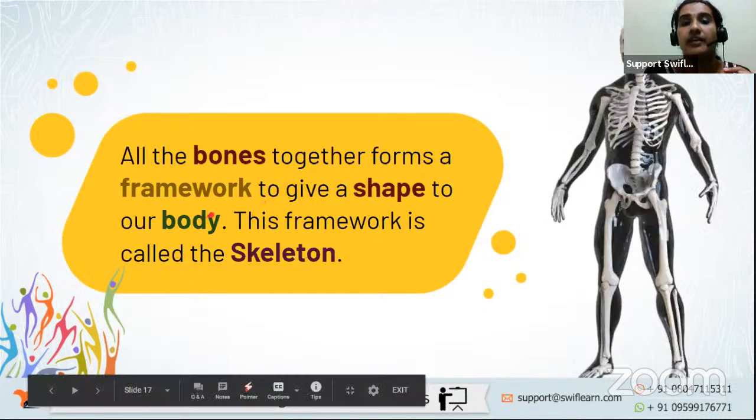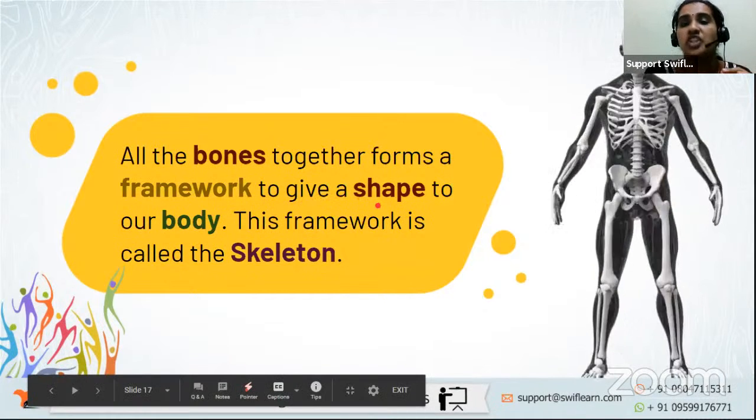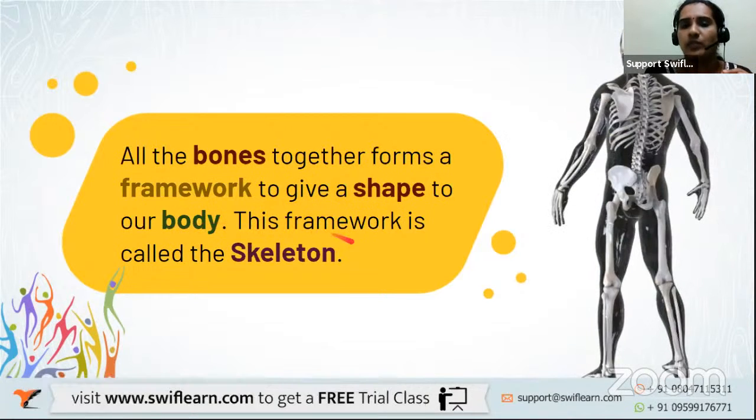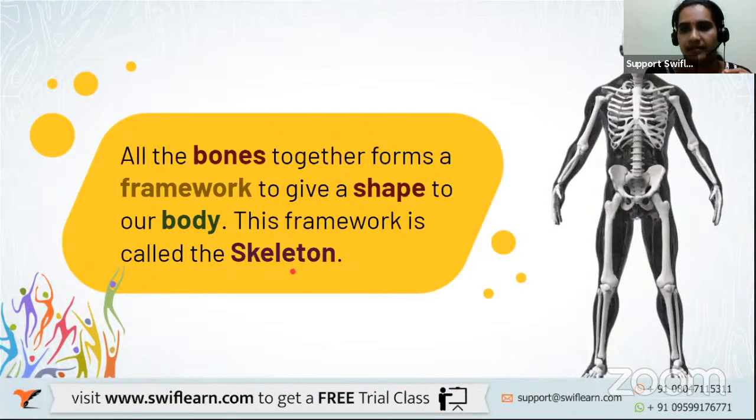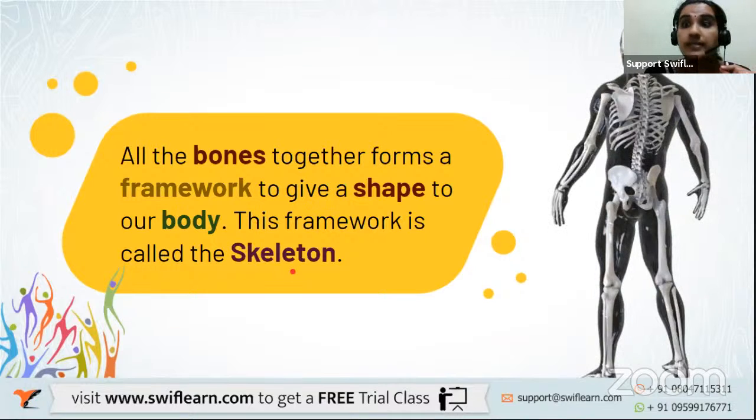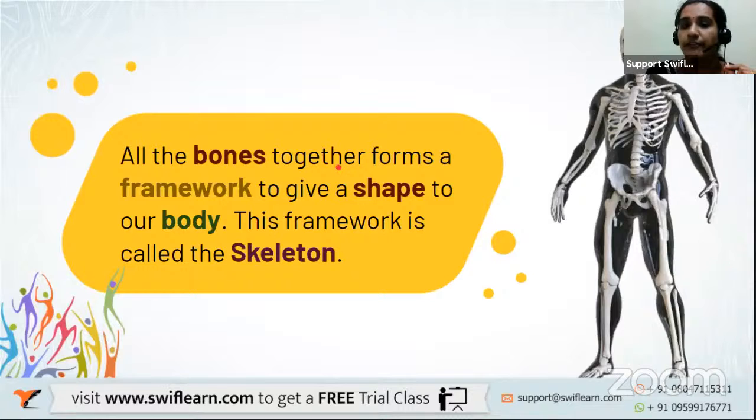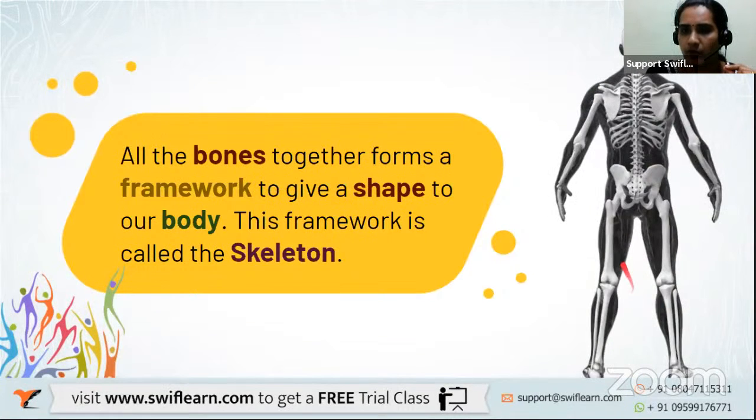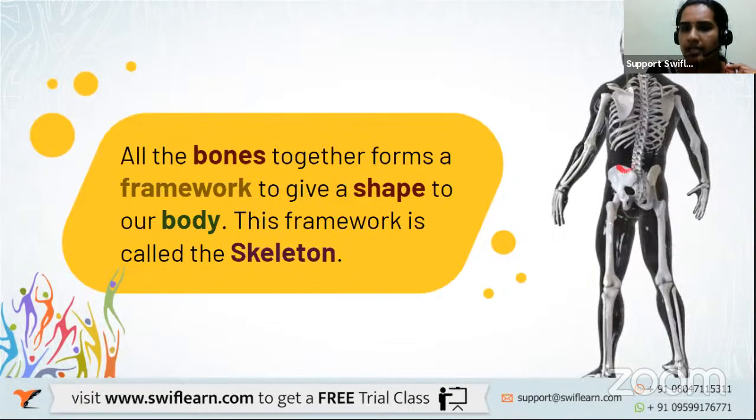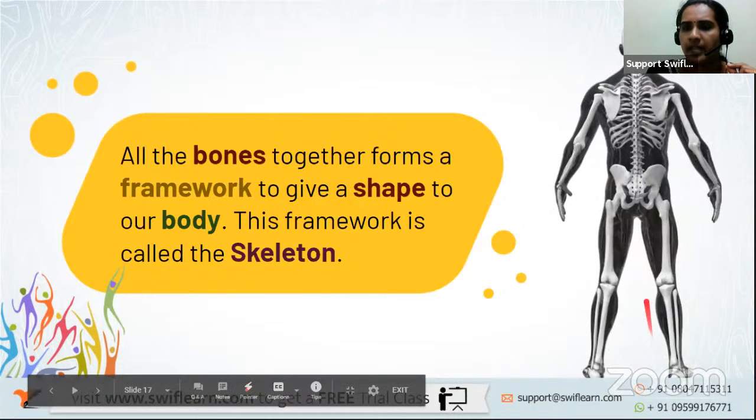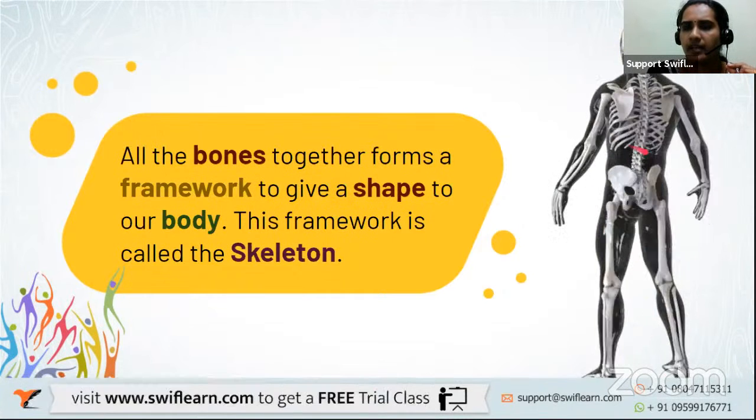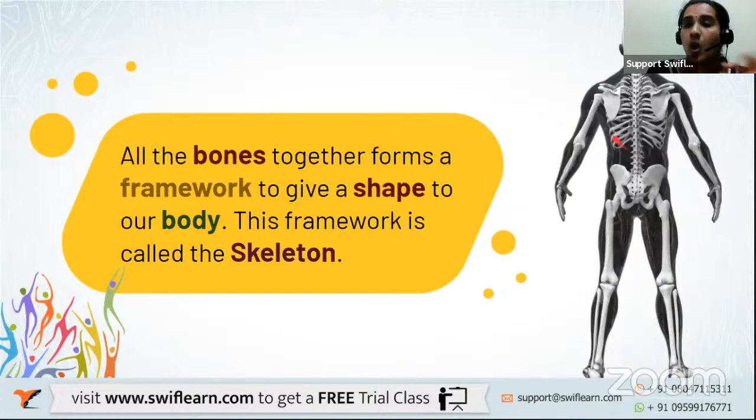What does it form? A framework to give a shape to our body. This framework is called the skeleton. All the bones together form a framework. You can see how it is formed: our hands, our legs, our spinal cord, our ribs, our head, the skull region, all here. This is the form of the framework.